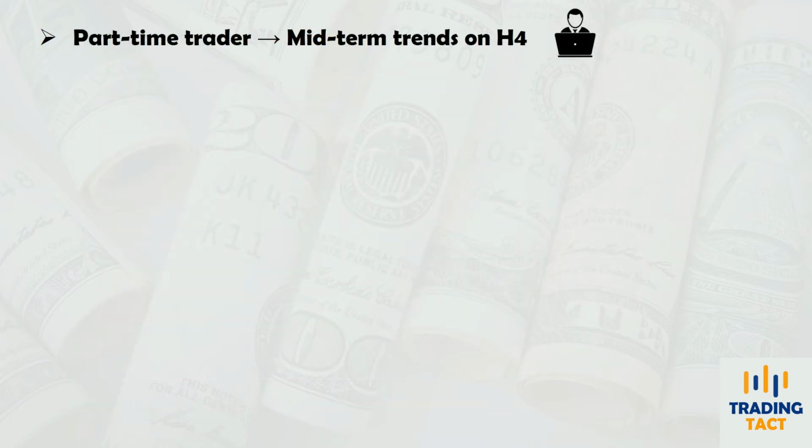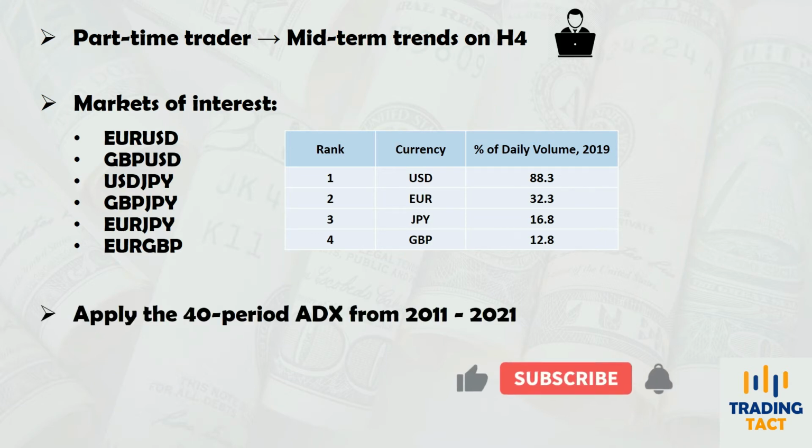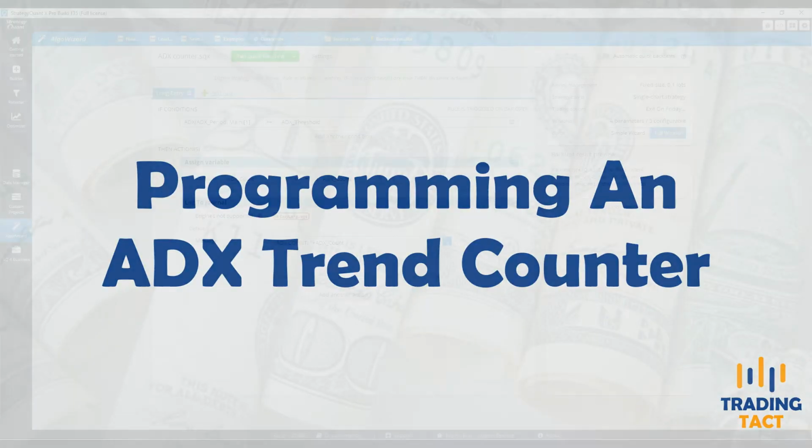Suppose I'm a part-time retail trader who trades midterm trends on the 4-hour time frame. I want to study the trendiness of these 6 liquid markets from 2011 to 2021. I'll program a simple algorithm that goes over the historical data and counts the number of bars where the 40-period ADX was above 25. Here's the pseudocode.